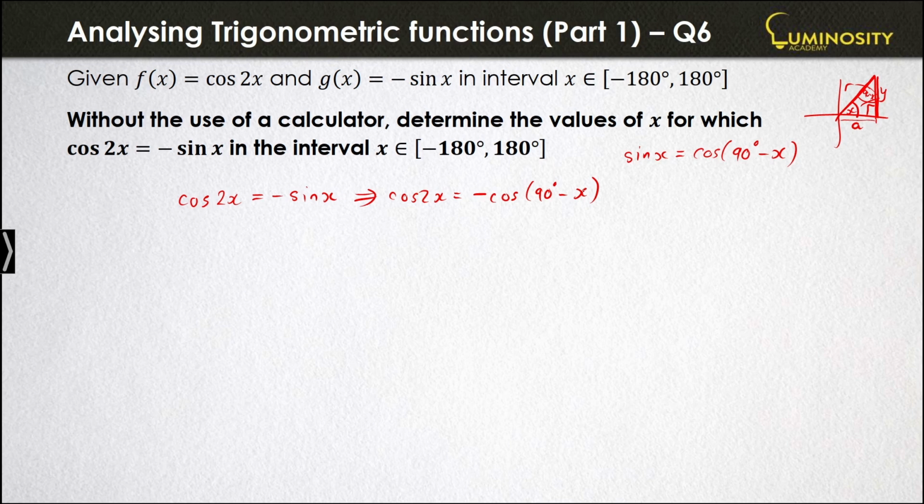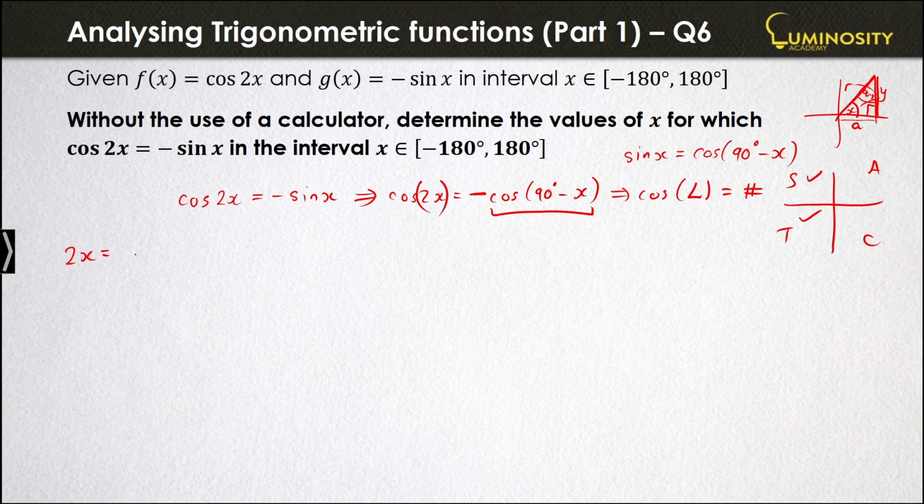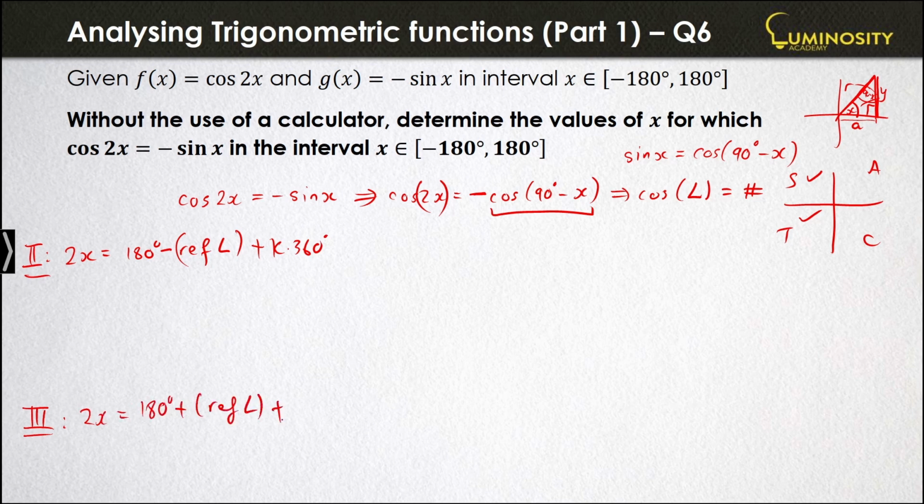So why would I want to do it like this? Well, first of all, I've now got it in this form: cos of an angle equals a number. So if I have my cos diagram, and we imagine here's the number, it's a negative number. And cos is negative in the second and third quadrants. So I know that the angle 2x is going to equal 180 degrees minus the reference angle, plus k times 360 for the period of cos. So that's the second quadrant. And the third quadrant is going to be 2x equals 180 degrees plus the reference angle, plus k times 360.